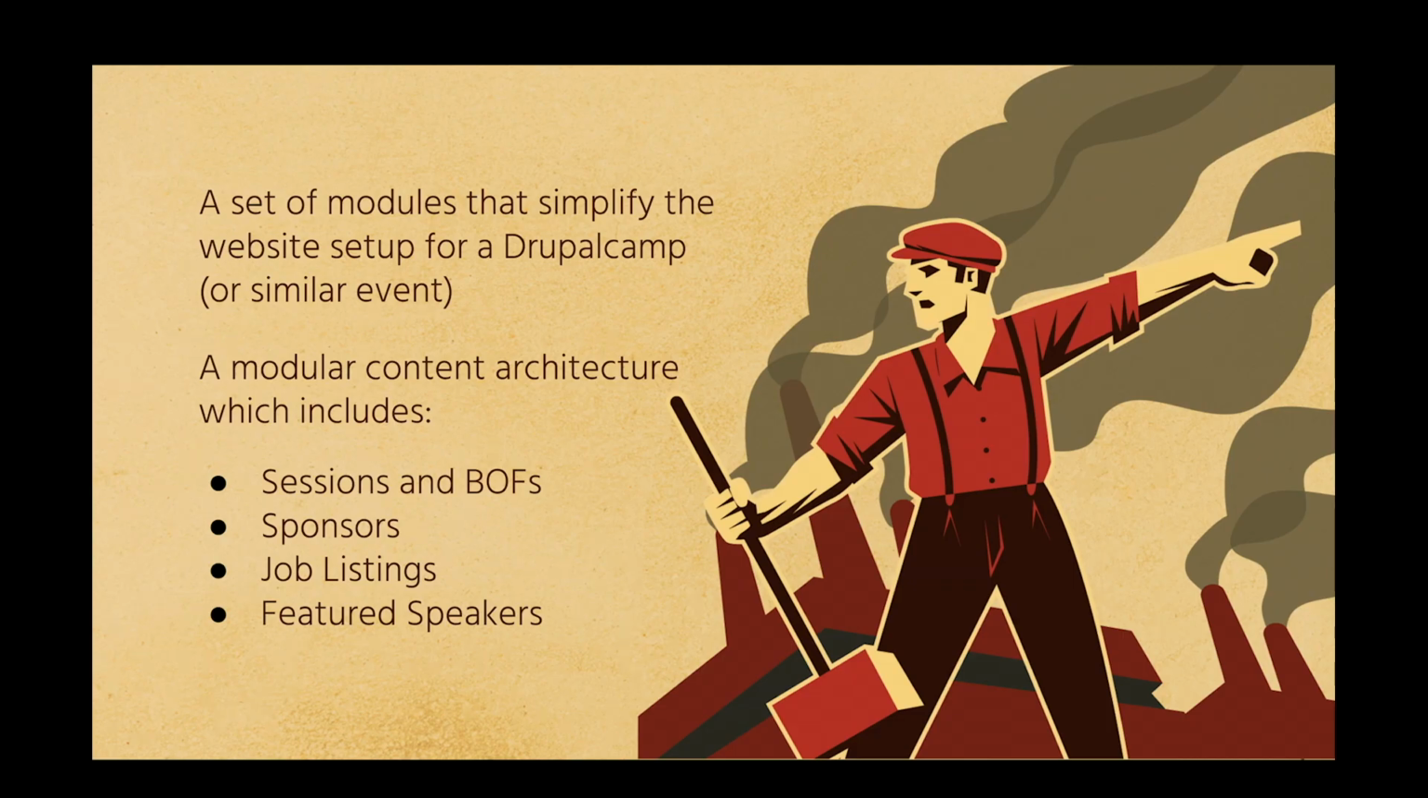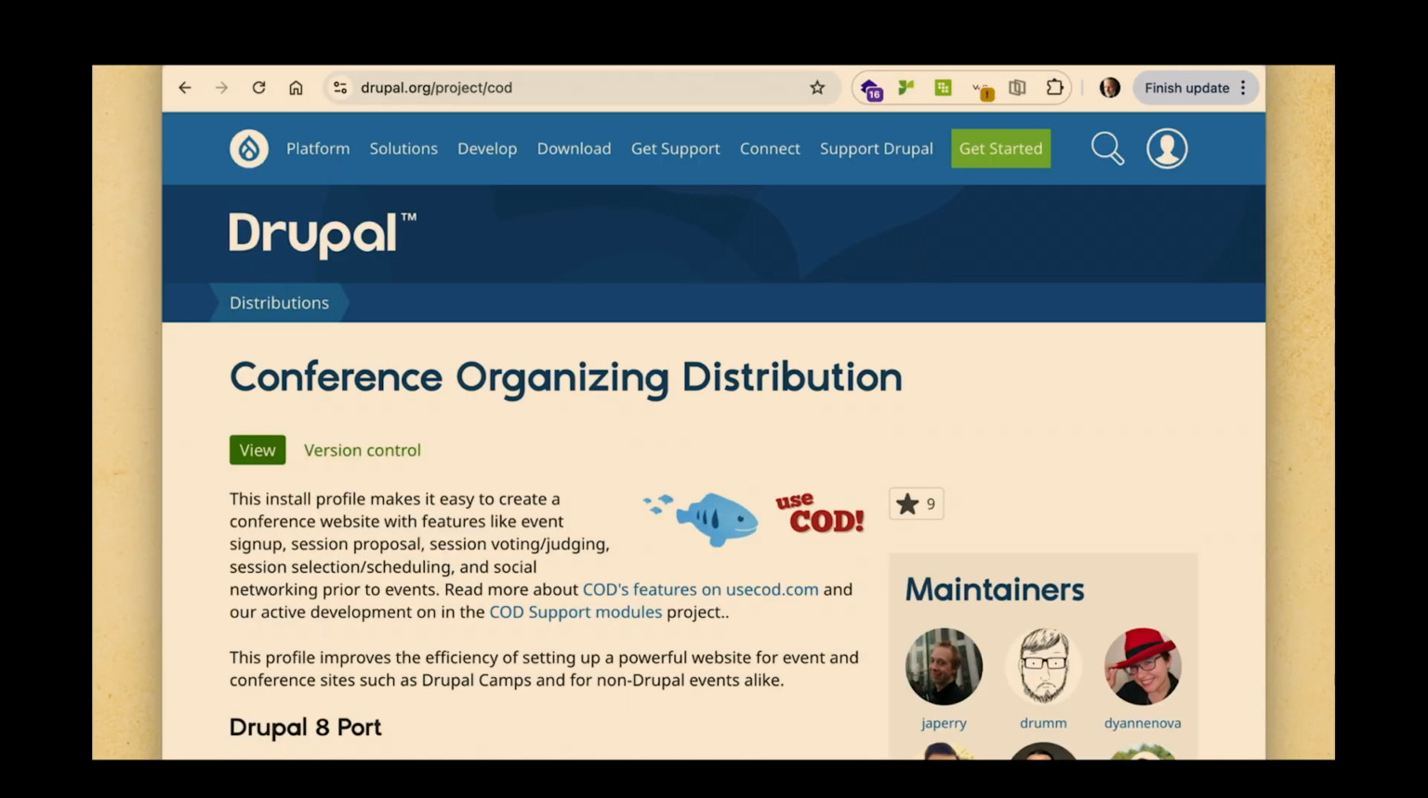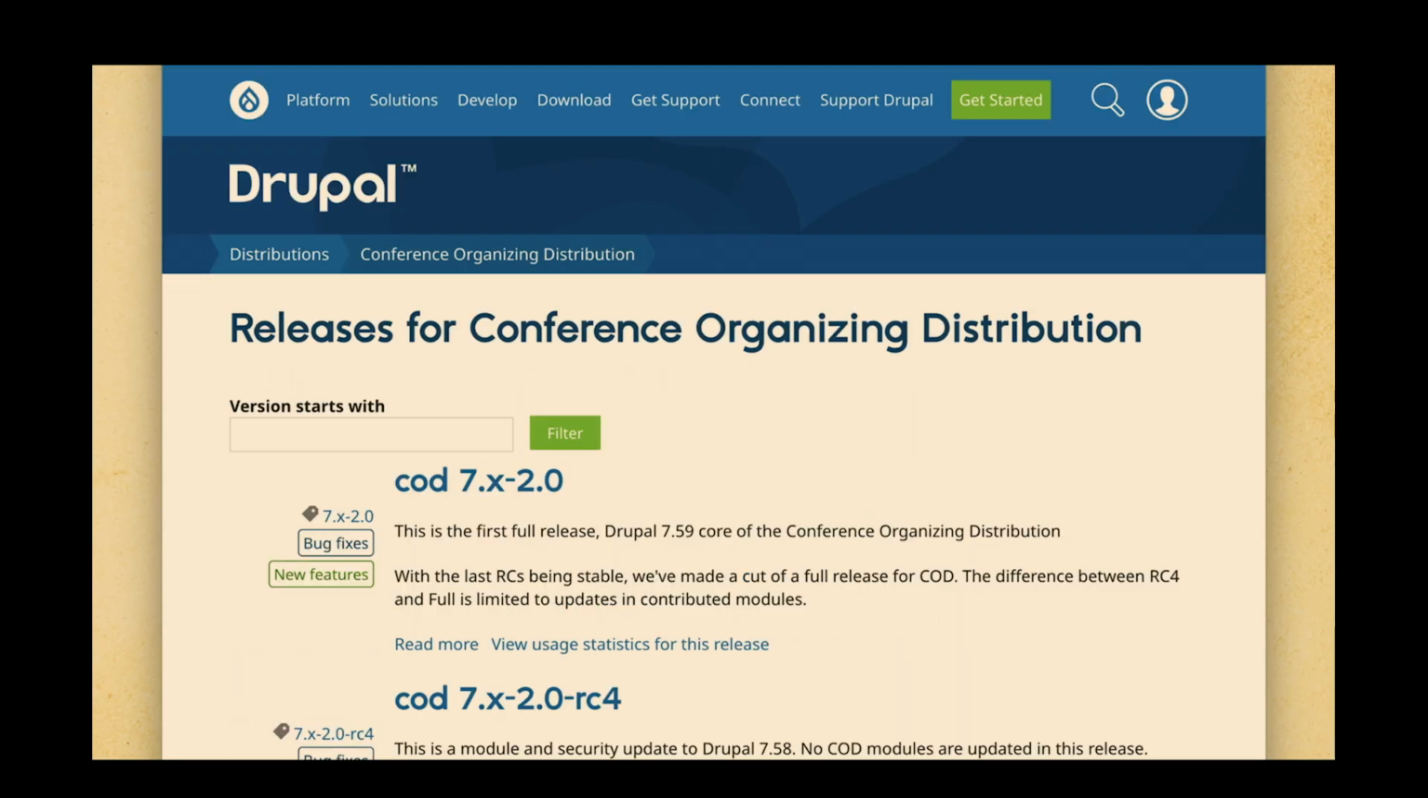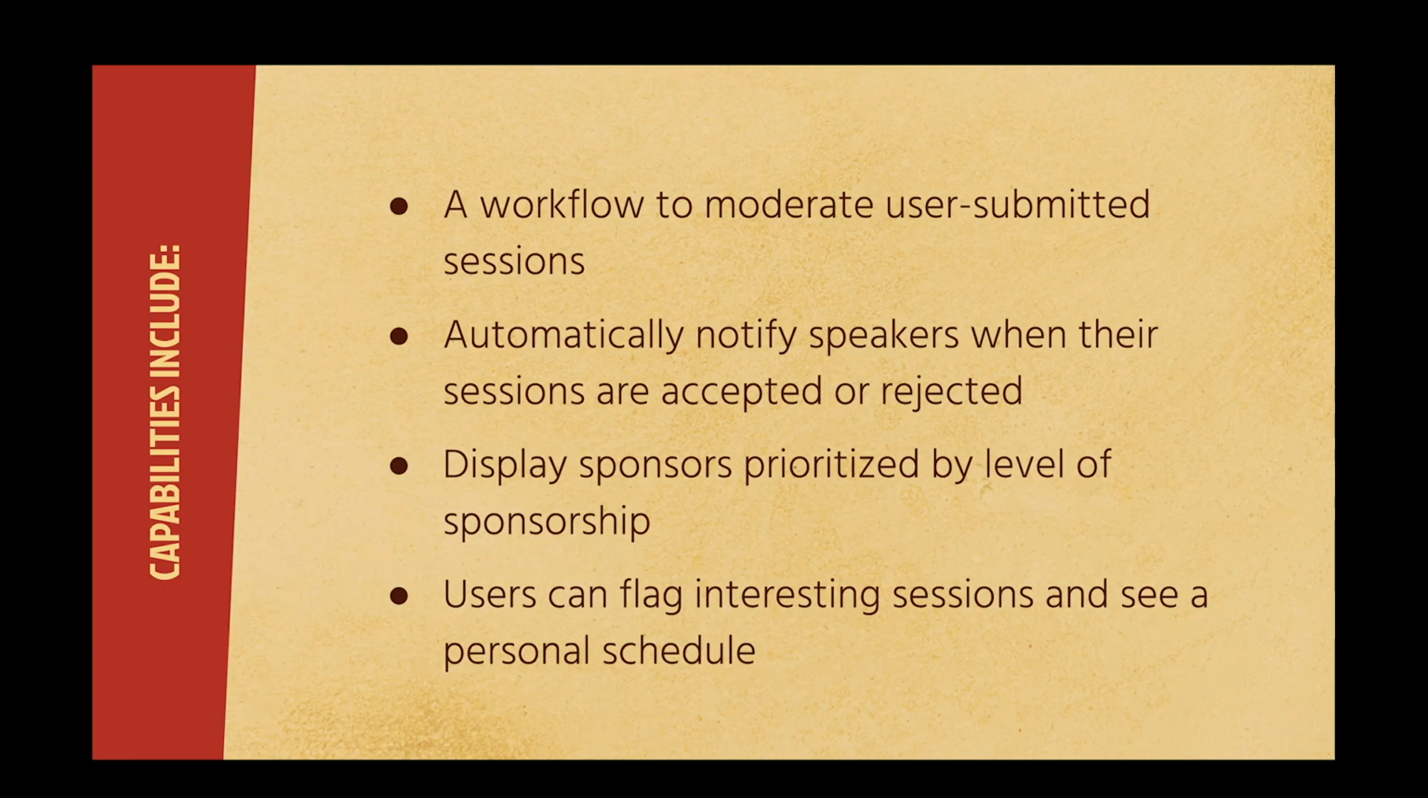There is a modular content architecture that it provides, so things like sessions and BOFs, sponsors and sponsorships, job listings, featured speakers, a few other things that we'll dive into as we go. Now, it is the evolution of something that came before called the Camp or Conference Organizing Distribution, or COD as it was known in the community. Very popular and beloved in Drupal 7 days, but never, unfortunately, really made the leap to Drupal 8. And so there was an initiative by the Event Organizers Working Group to come up with a more modern alternative, and that's where the Event Platform really came to be.